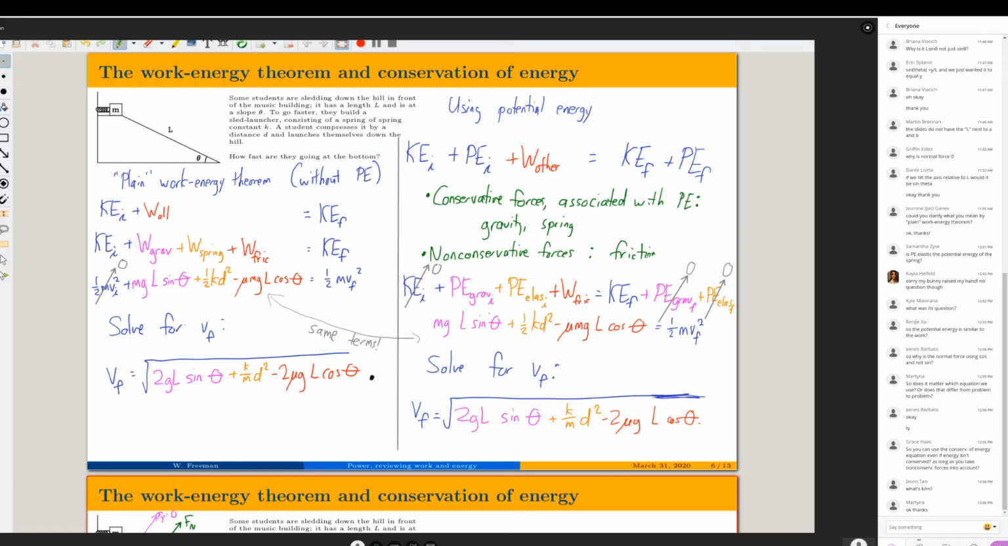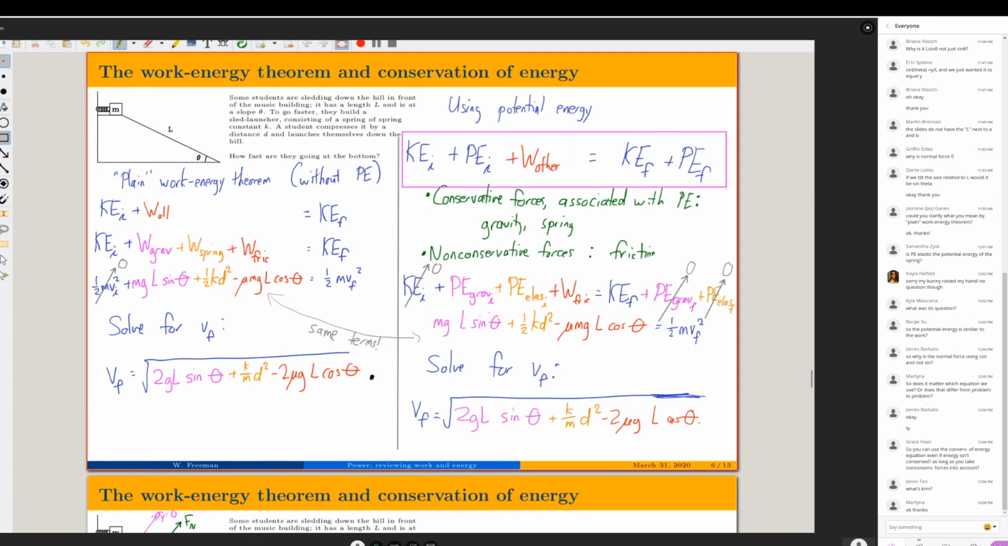Grace asks, can you use the conservation of energy equation even if energy isn't conserved, as long as you take non-conservative forces into account? Yes, because after all, this thing with potential energy, this equation up here, whoa, that wasn't what I wanted to do. This equation here just comes from the work-energy theorem.